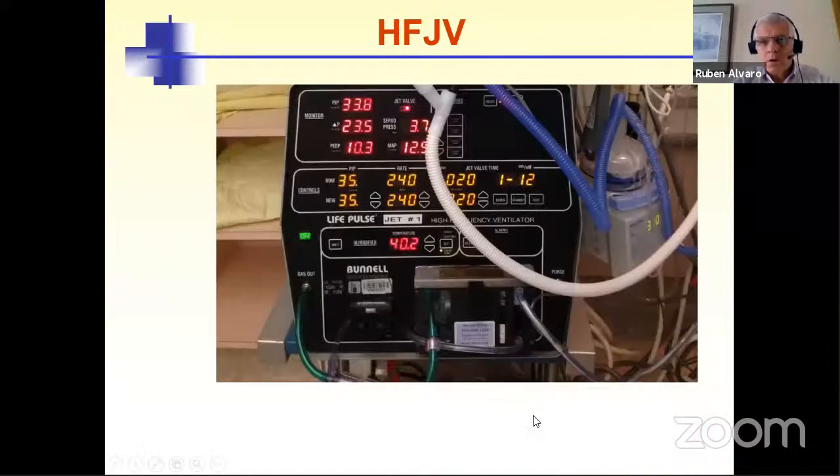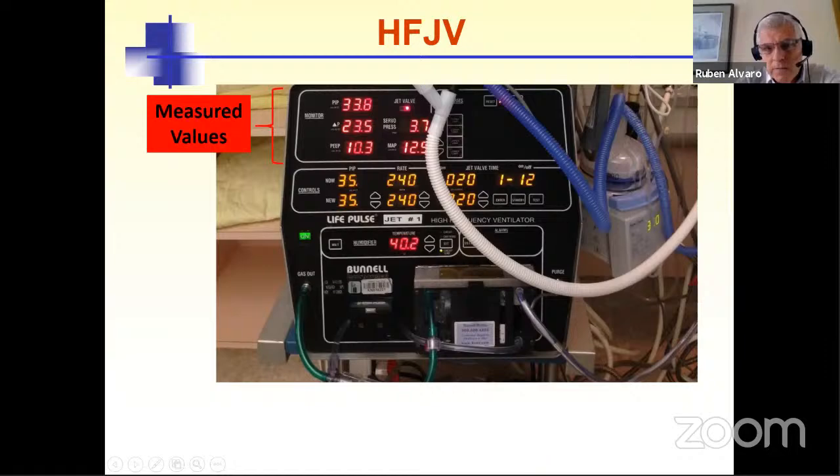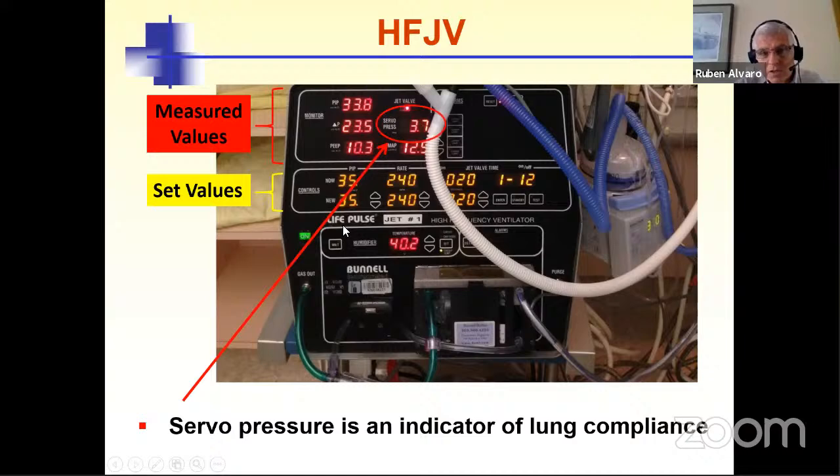Okay, so the jet on the top has the measured values. These are the values that the machine is actually measuring at the endotracheal tube. And here on the bottom, we have the set values. So you set the values you want, and these are the values you measure. And here you have the servo pressure. This is the number that I just talked about. That is basically an indicator of lung compliance. So you can actually follow that number quite closely to know if ventilation is going up or down.